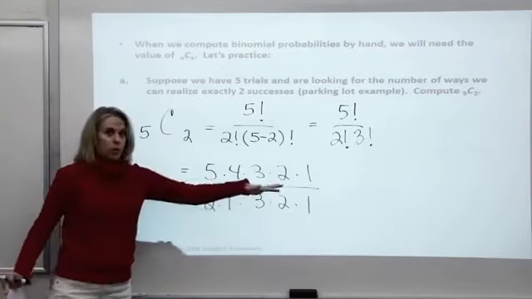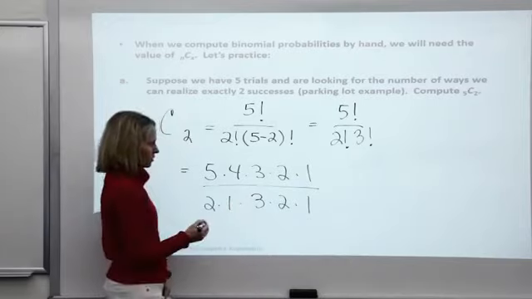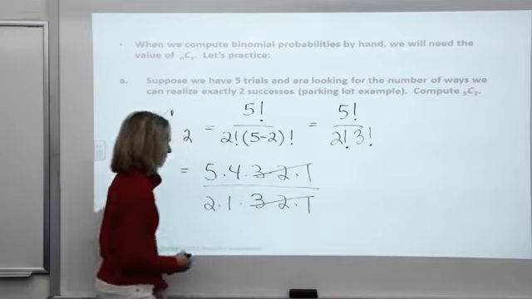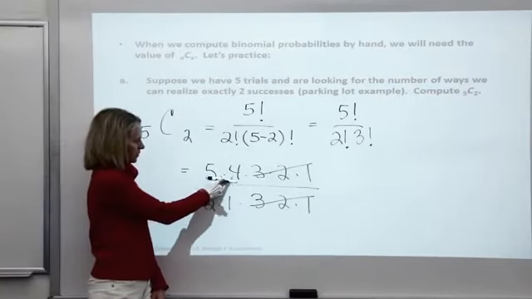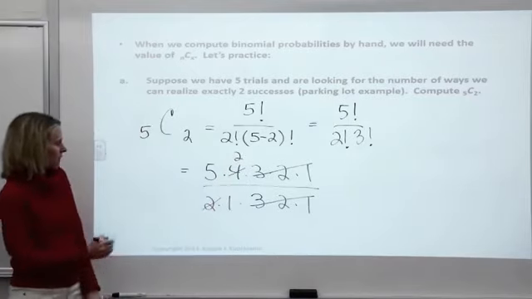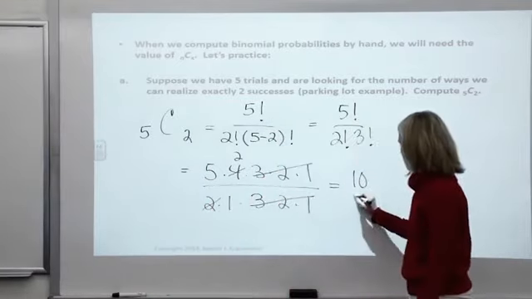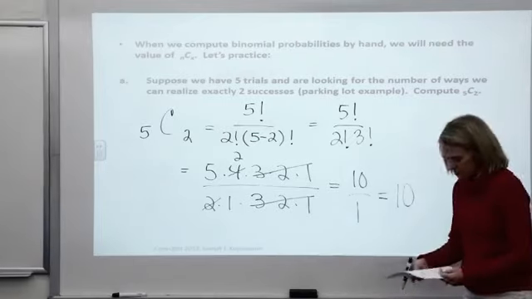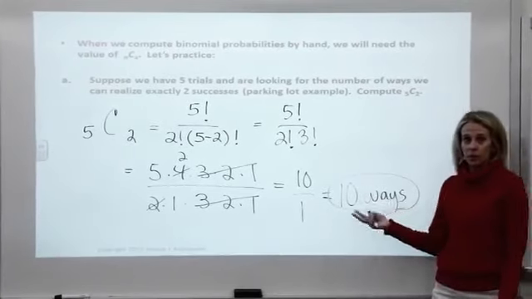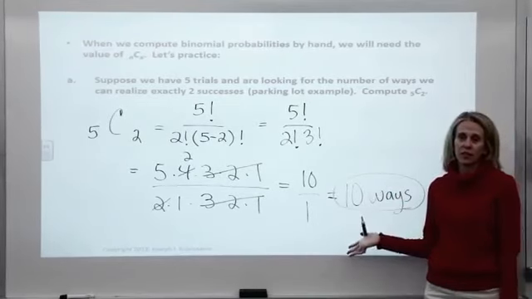And there's nothing wrong if you want to multiply all that out, but save yourself some effort here. I've got 3 times 2 times 1 in the numerator. I've got 3 times 2 times 1 in the denominator. They can cancel out. I've also got a 2 down here. 4 is divisible by 2, so I could make that a 2, cross that out. And now on the numerator, I'm left with 5 times 2, which is 10. The denominator, I just have a 1 left, so this is 10. So there are 10 ways that you could get a parking spot on 2 out of 5 days. So this will definitely save us a lot of time.